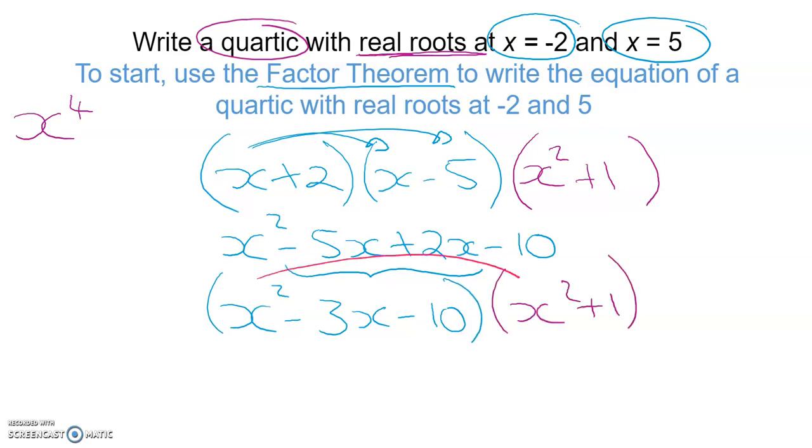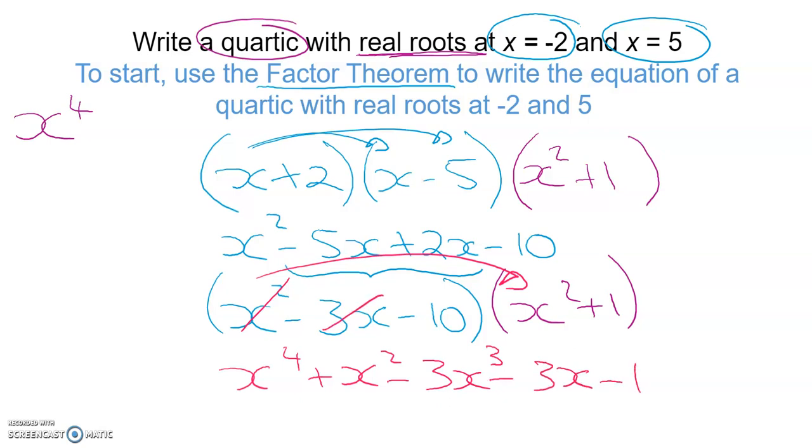So I'm going to start with my x squared and multiply that out. So I get x to the power of 4 plus x squared, and that one's done. And I get negative 3x cubed minus 3x, and that one's done. And I get negative 10x squared minus 10, and that one's done.